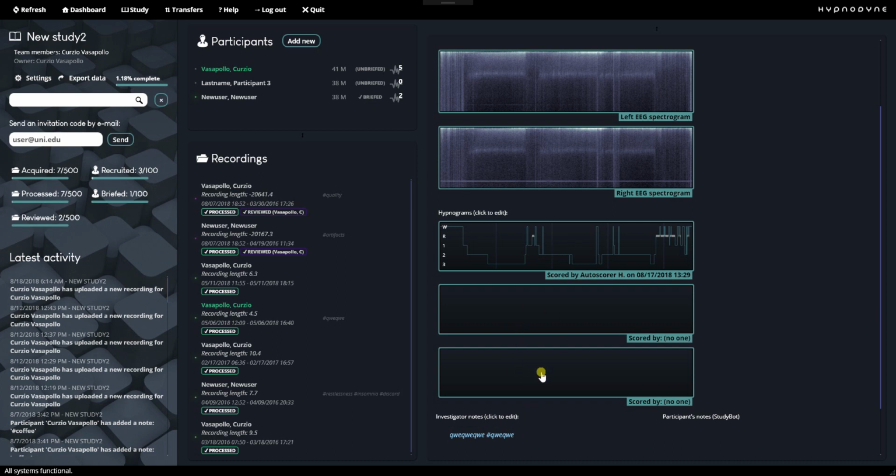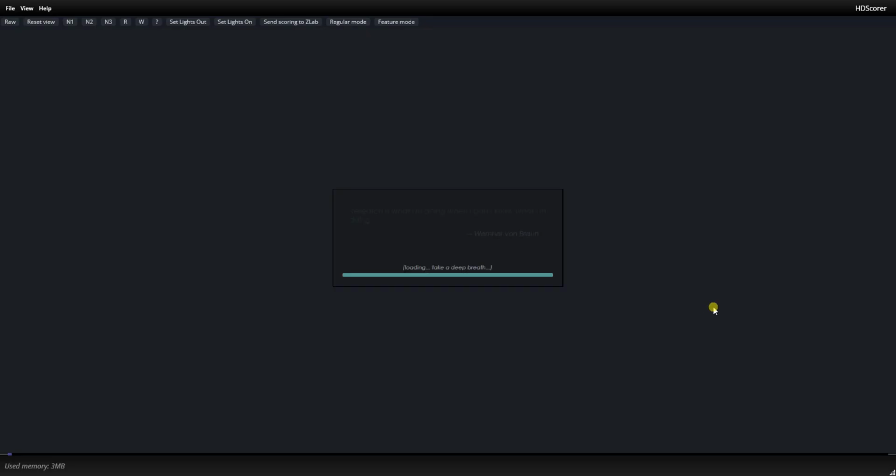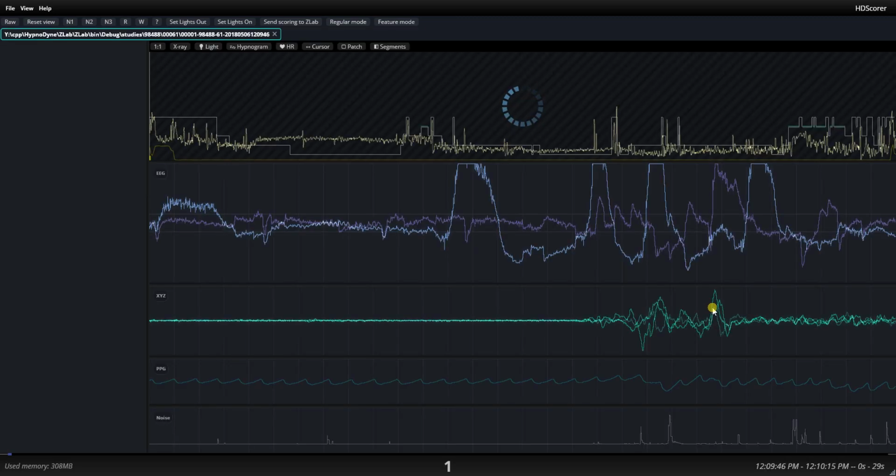So you have two slots that are open for each recording. You simply copy from the automatically generated hypnogram, paste in one of the slots, and then you click on the slot. Once you click on the slot, the HD Score software is automatically opened, and the extra information that's produced from the batch job has already been imported into HD Score.